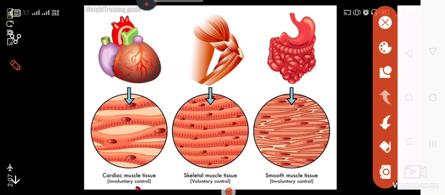Skeletal muscles, if you see, are present in the arms, in the legs, in the upper parts of the body, in your face, everywhere, and their function is voluntary, meaning your brain controls their activity. You move these muscles according to your wish.